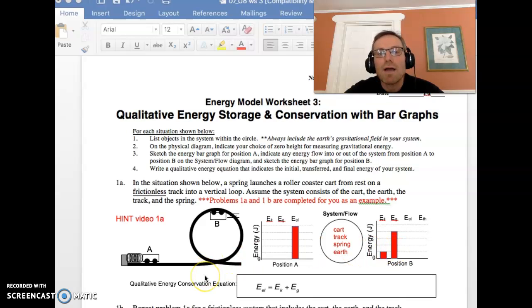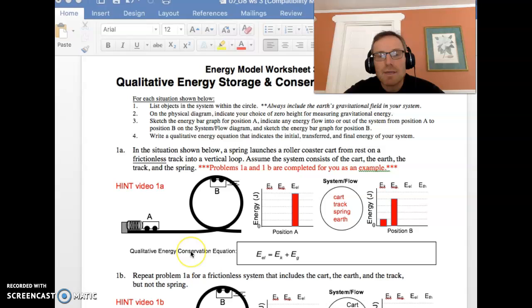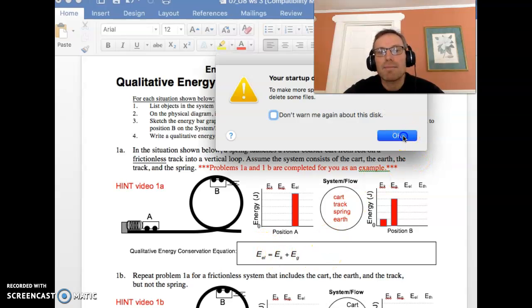Now, one other way we can write the law of conservation of energy is through an equation. We see that the starting energy, elastic energy, equals the sum of the ending energies, Ek plus Eg. This is the beginning of coming up with equations to eventually solve problems quantitatively.